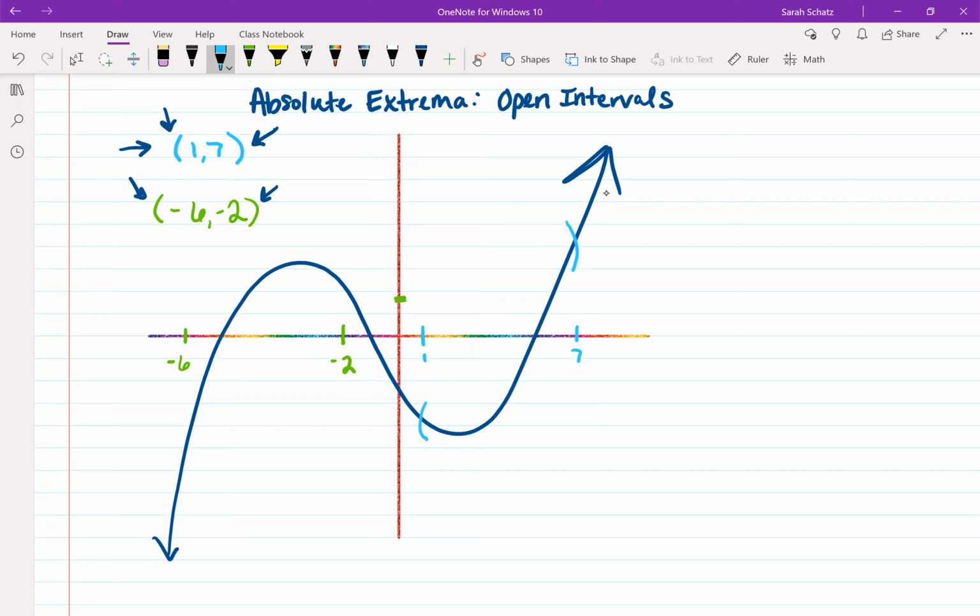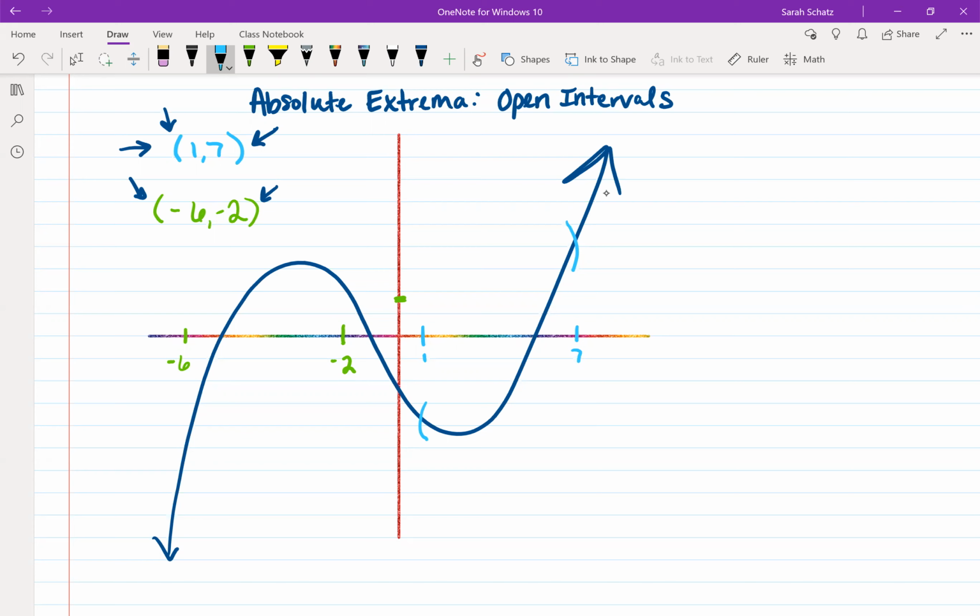And just like we did on Monday, I want to know absolute max, absolute min, whatever I can find in here. The thing is, because I can't consider my endpoints, I might not have any absolute extrema in my interval. And if I do, I'm more than likely only going to have 1. So it won't be a max and a min, it'll be a max or a min.